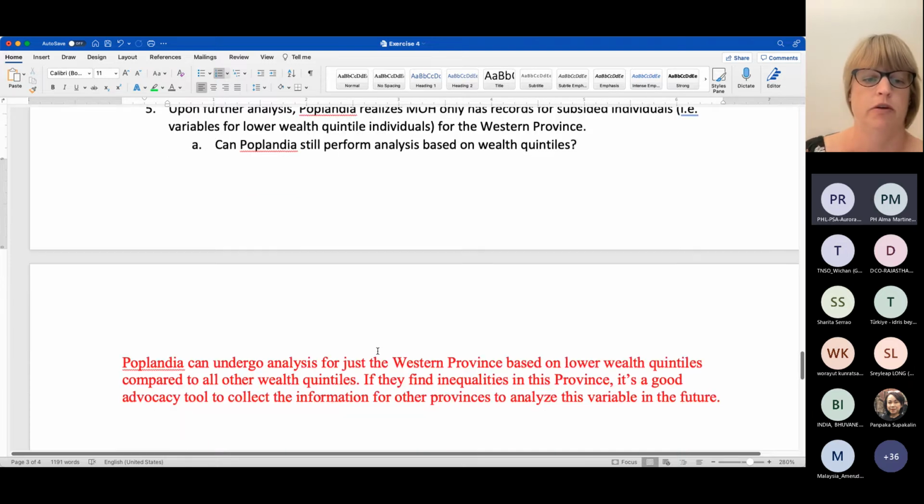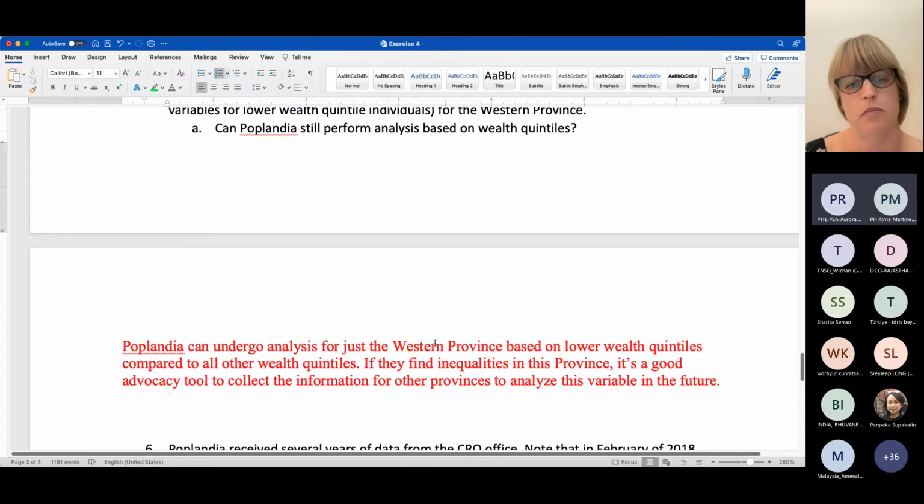And I think most of you at this point understand, like, yes, they can. It might just be for that Western province, but that's still great. And what's good about that is they can use that information as an advocacy tool to try to get more detailed information in the future for the other provinces. So they can say, hey, look at this great information that we found. This was our analysis. And if we can get this information for other provinces, we can do that for them as well. And we can also look and see if there's variation by province and wealth quintile around the country. So it's a good starting point and a good advocacy tool.